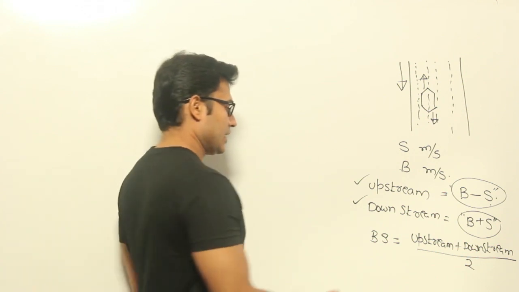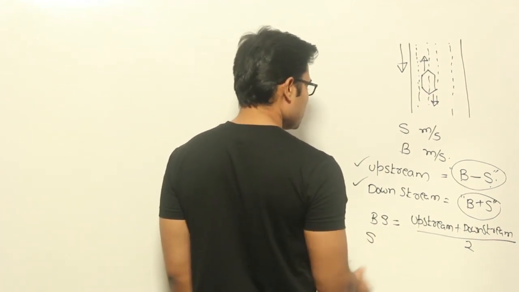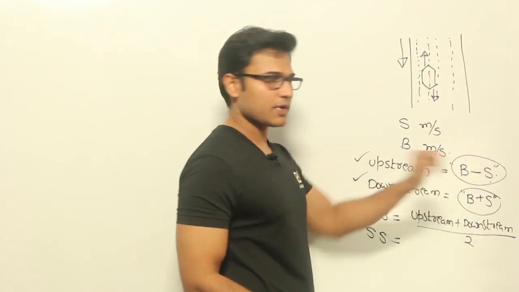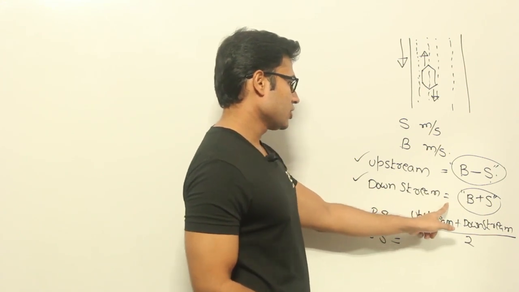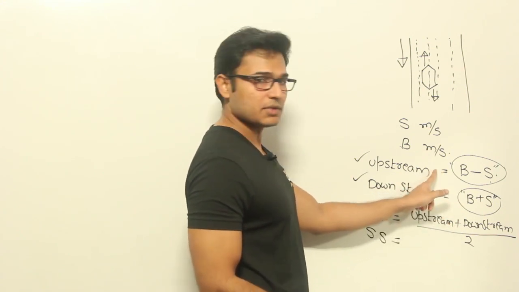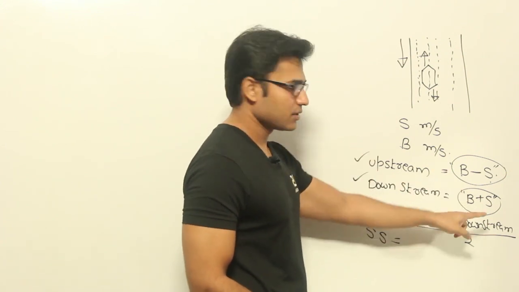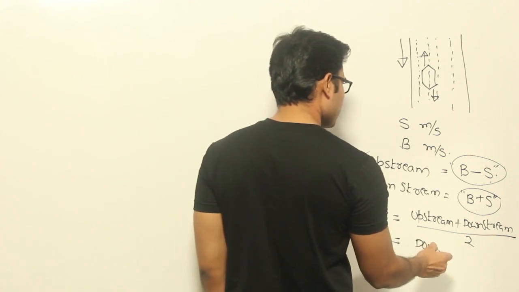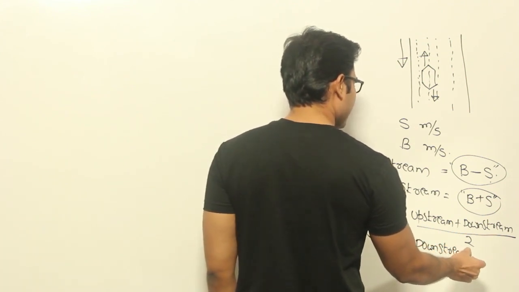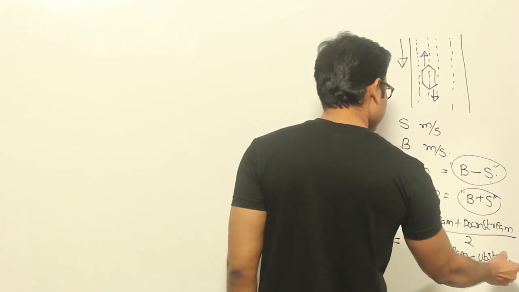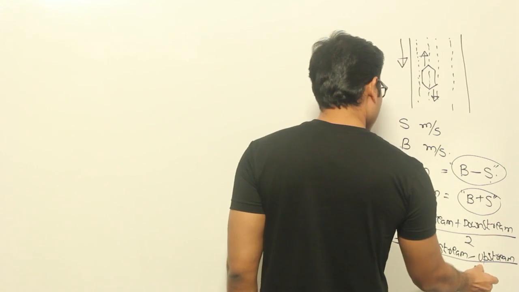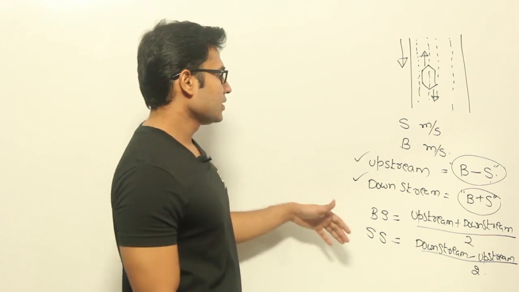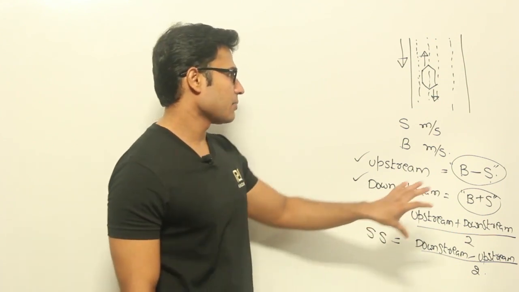In case you want to find out the speed of the stream, if these two values are given, clearly you can see that if you subtract upstream from downstream, the boat speeds will cancel, and you are going to get 2 times s, divided by 2. So the speed of the stream is (downstream minus upstream) divided by 2. Got it? So this is how you are going to solve the questions. Let's take examples one by one and I'll explain how to apply these concepts.